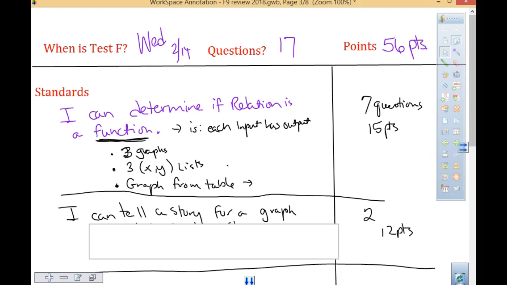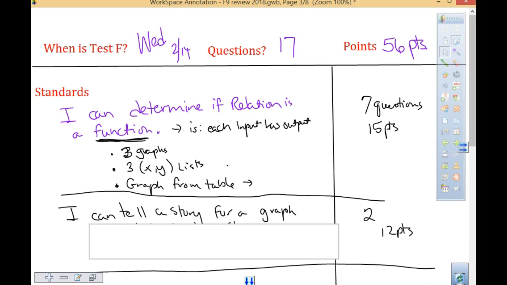Now we talked about the vertical line test for this. So we talked about the vertical line test. That's one way to check if a graph is a function. The 7 questions worth 15 points. I'm going to give you 3 different graphs and I'm going to say, is it a function? Does each input have one output?